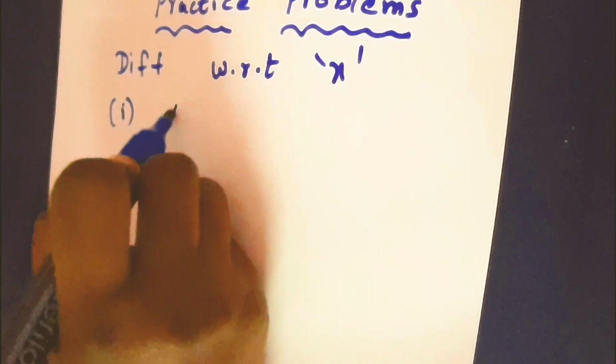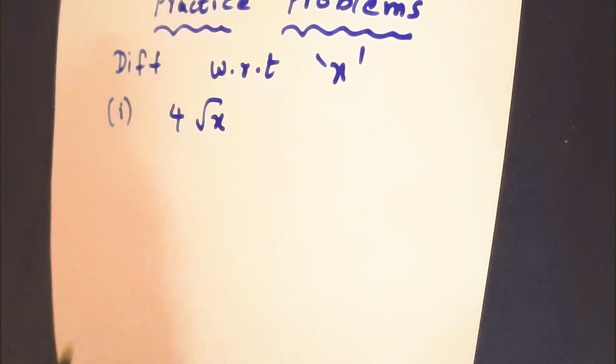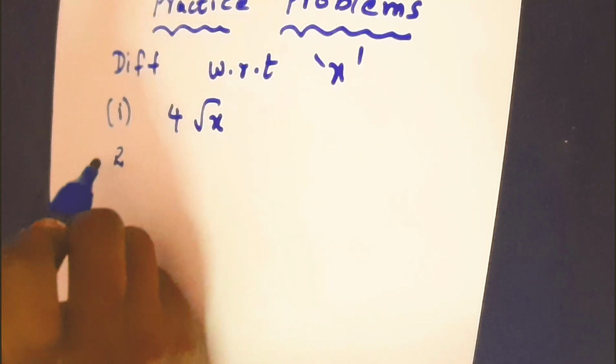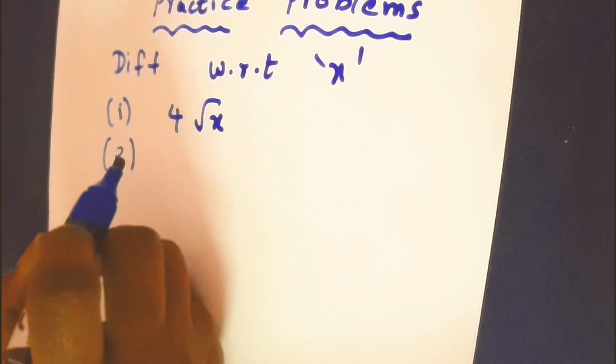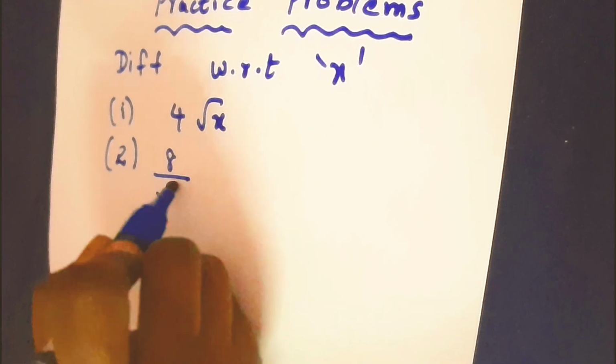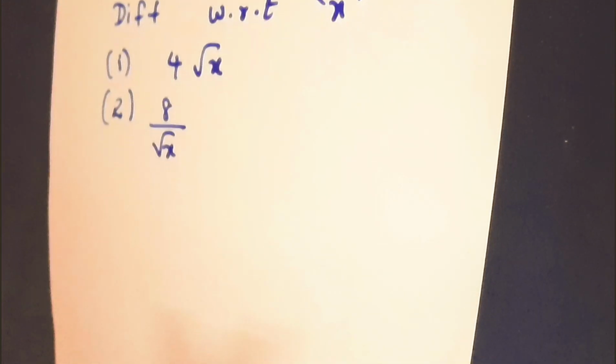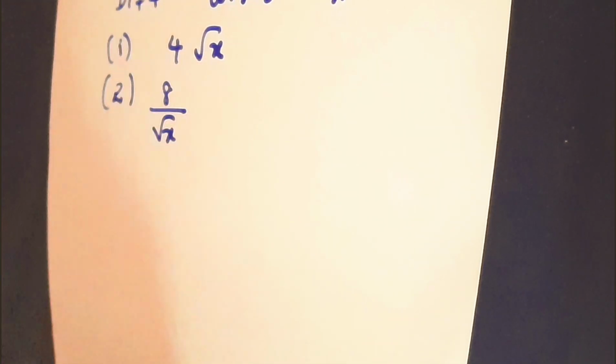First problem is 4 root x. Okay. Second problem, you can do 8 by root x. See, root x, we can bring it to the numerator, right? And then you can differentiate.